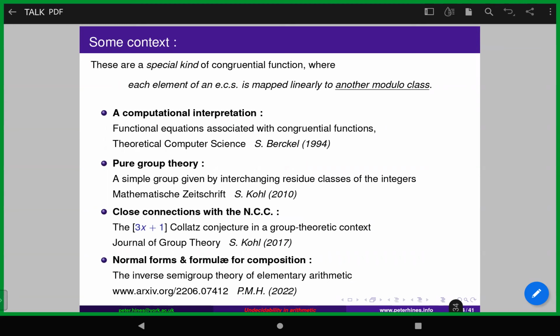And we also see these turning up in theoretical computer science. A paper by Burkle from 1994 also demonstrates computational universality in this setting, but we also see them in terms of Conway's motivating examples. So Stefan Cole, 2017, a paper called the 3x+1 conjecture in a group theoretic context. Of course, the operation from the 3x+1 problem isn't a bijection, but he gave a formulation of the same problem that was entirely based on bijections. In fact, congruential functions from this particular class.